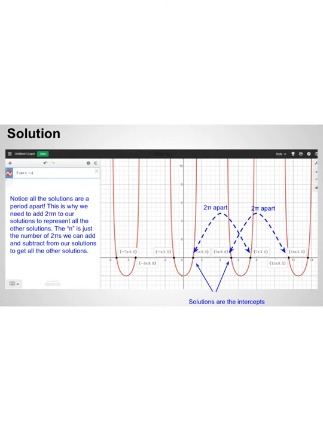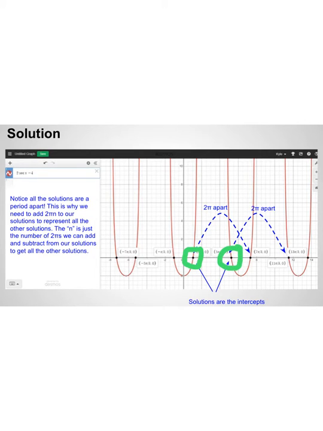Taking a look at the problem we just solved graphically, we might get a better understanding of why we have to add 2 pi n to get all infinity answers. So here's a graph of 2 secant x minus 4. We can see our answers, or solutions, are the x-intercepts. So we have one here we found at pi over 3, and we have one here we found at 5 pi over 3.